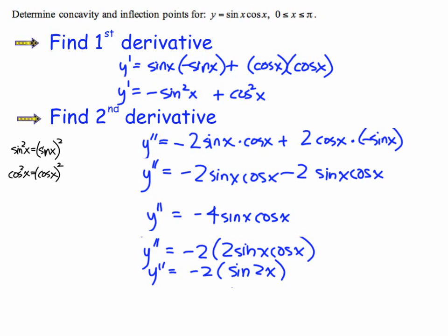And if I factor out a negative 2, I can also make it 2 sine x cosine x, and 2 sine x cosine x is sine 2x.